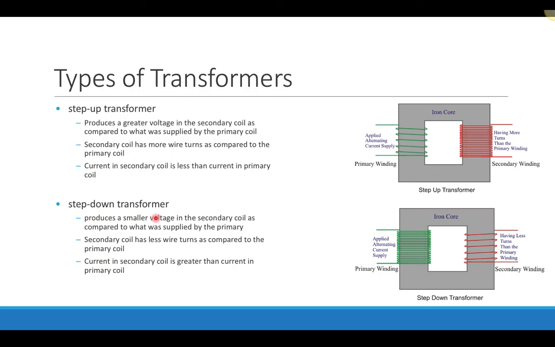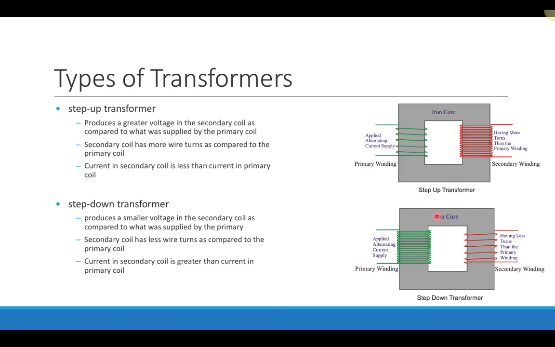A step-down transformer is just the reverse. With a step-down transformer, you have some input voltage over here in the primary coil, and the output voltage in the secondary coil will be less. So it produces a smaller voltage in the secondary coil, and it's exactly opposite in terms of the number of turns. So if you have a step-down transformer, the number of turns in the primary coil will be much greater than the number of turns of wire in the secondary coil.